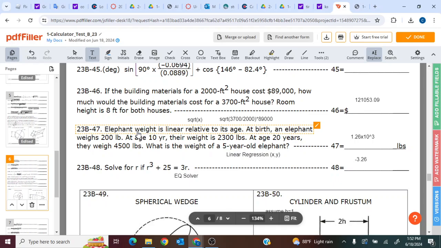47, this is your linear regression problem. Elephant weight is linear relative to its age. Well, that makes things easy. At birth, 0 years, it weighs that much. 10 years weighs that much. 20 years weighs that much.